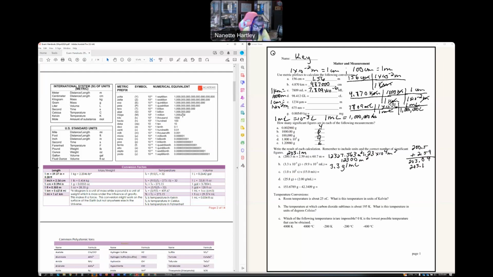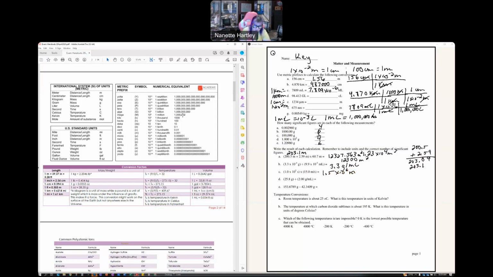Well, this number right here has 3. This one has 2. So it should be 2 sig figs. And actually the answer that I got, 1.5 times 10 to the 6th, is going to be meters because I took seconds times meters per second, which gives me meters. That is the correct number of sig figs and the correct units for that particular answer.